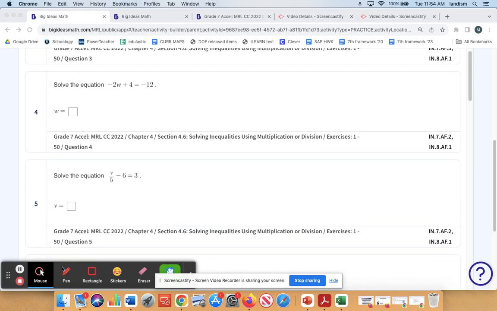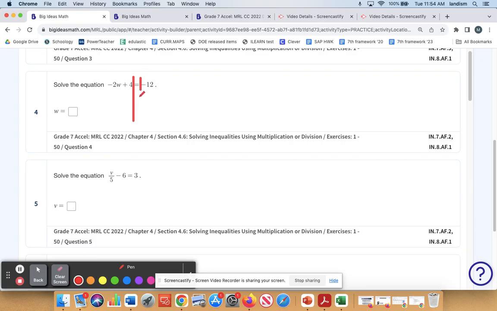Number four, a two-step equation. It's been a little while since we've done these. Draw the highway. First thing you do is you undo addition or subtraction. So subtract 4 first, then divide by -2. Don't flip the equal sign. That's not what we're doing today. That's flipping the inequality. Okay.